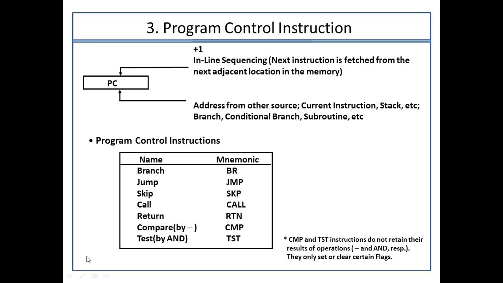So there comes the third category now. The third category is the program control instructions. If you remember, program control means the PC. PC is a special register which existed in the basic computer, and it is also present here. Now, what is the functionality of the program counter? The program counter is basically responsible for holding the address of the next instruction.